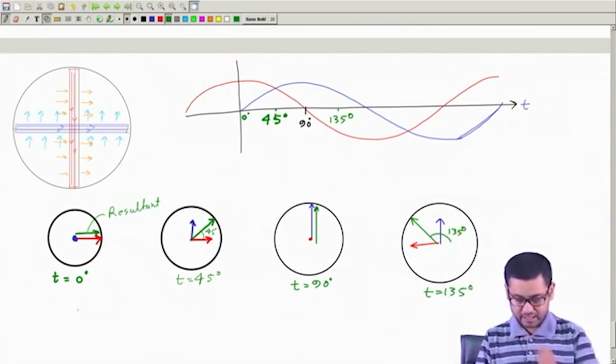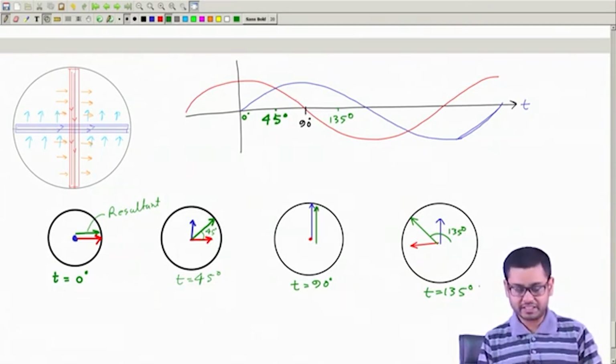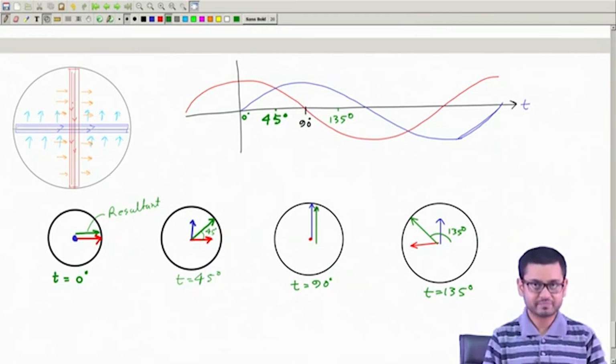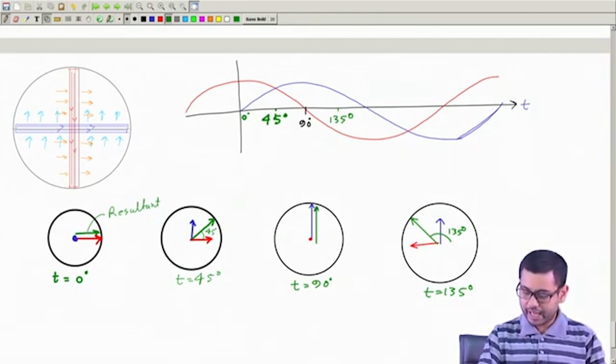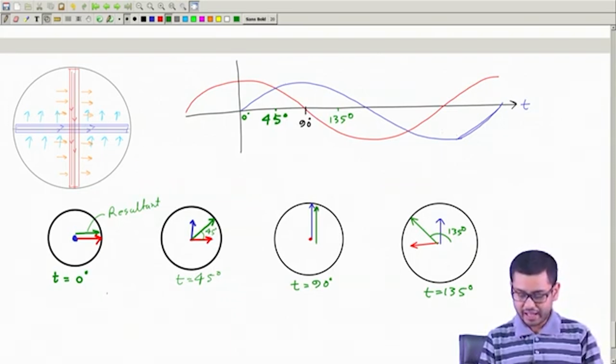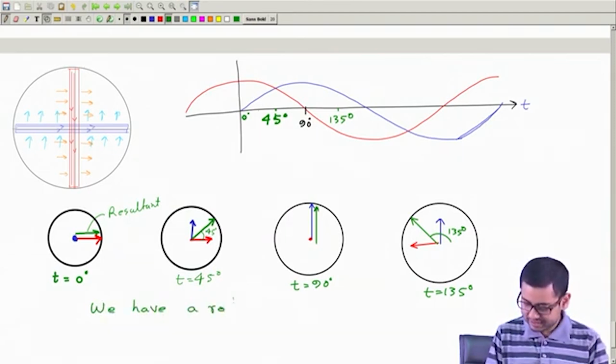So if you see how the resultant flux looks as time progresses, you see the resultant flux is rotating with the same angular speed as the angular frequency of these two currents. So the conclusion is that we have a rotating magnetic field.